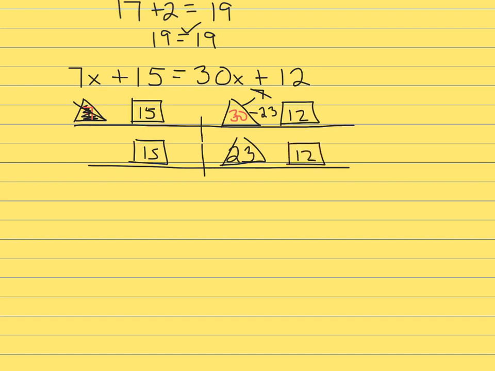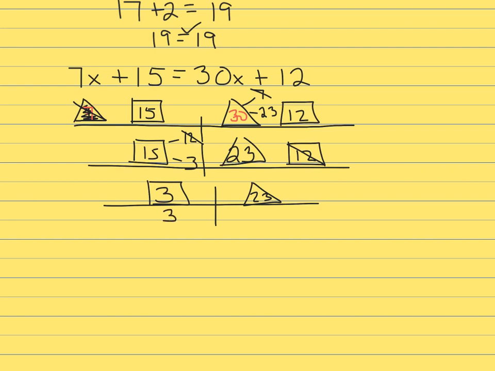and 12. I'm going to regroup so I can take away my 12 from both sides. So now I can remove my 12, and now I have 3 balanced with 23 triangles. Just like we did before, I need to split my 3 into 23 triangles.